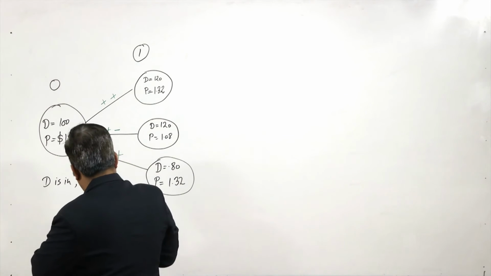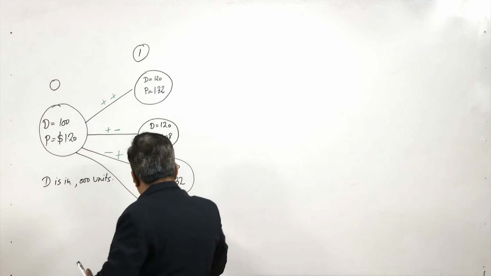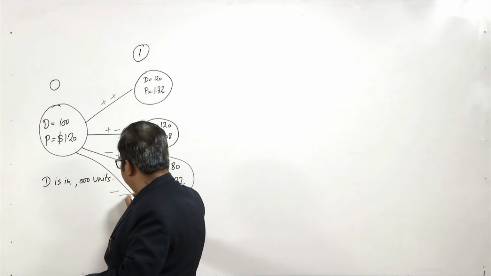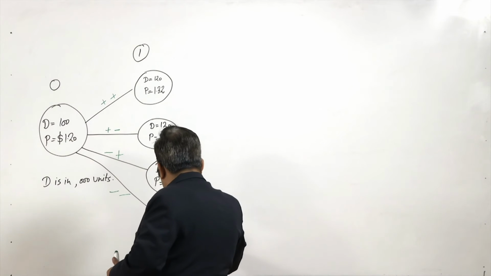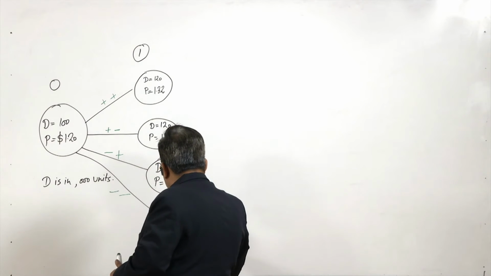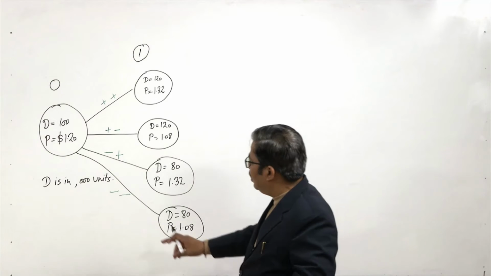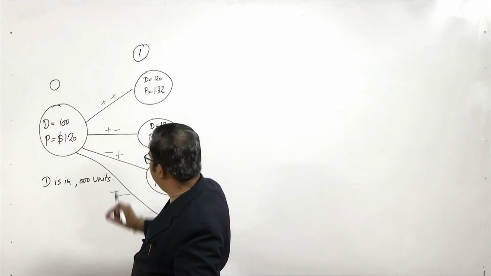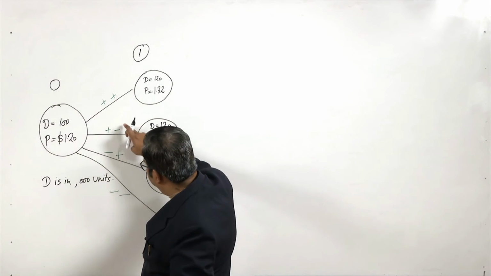And similarly, another possibility is that demand is decreasing and price is also decreasing, both negative. So, in that case D becomes 80 and price becomes 1.08. So, these are the 4 possible states: two states where demand is increasing, two states where demand is decreasing, two states where price is increasing, and two states where price is decreasing.